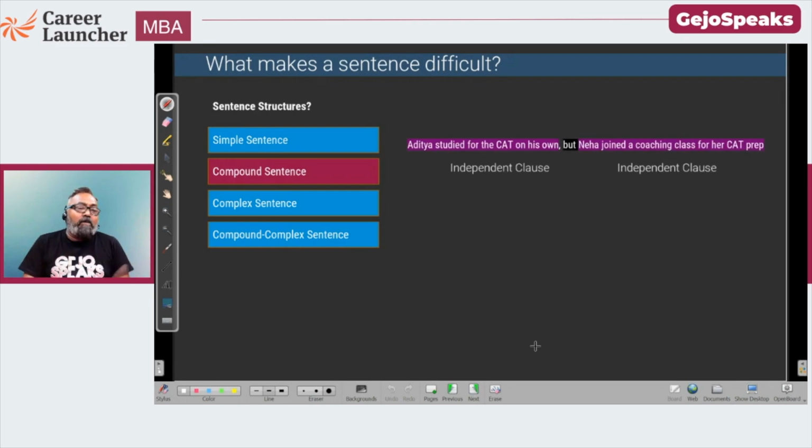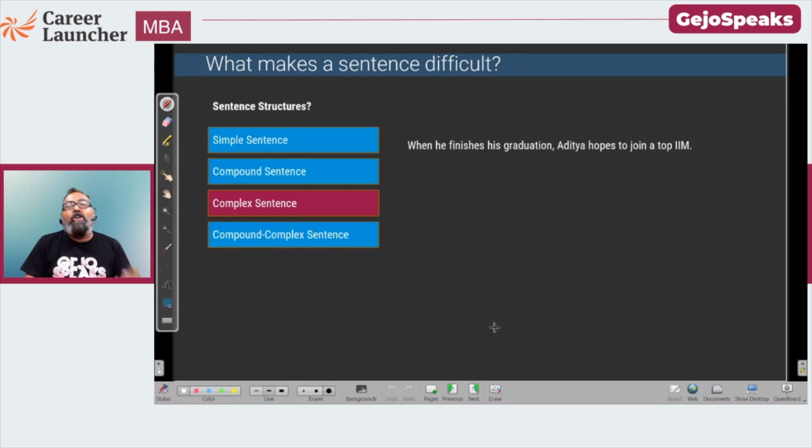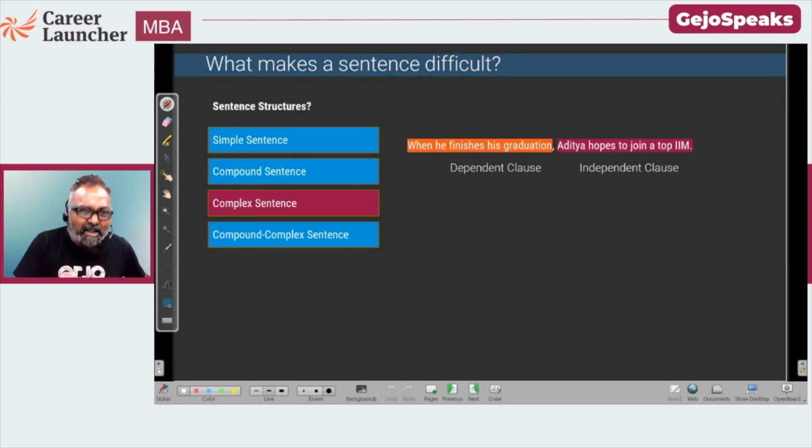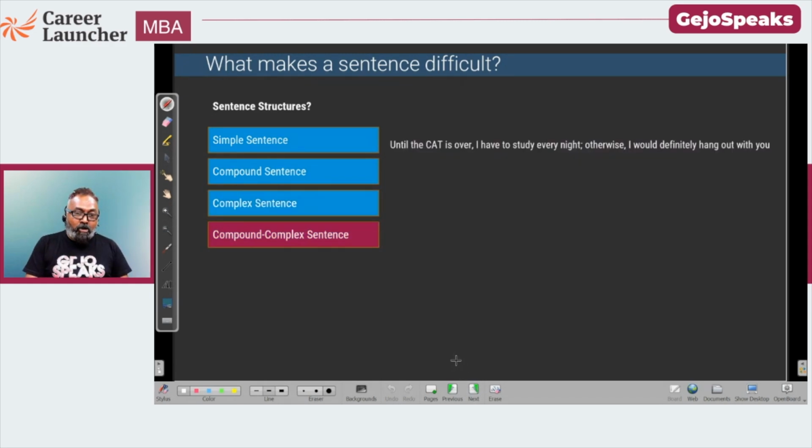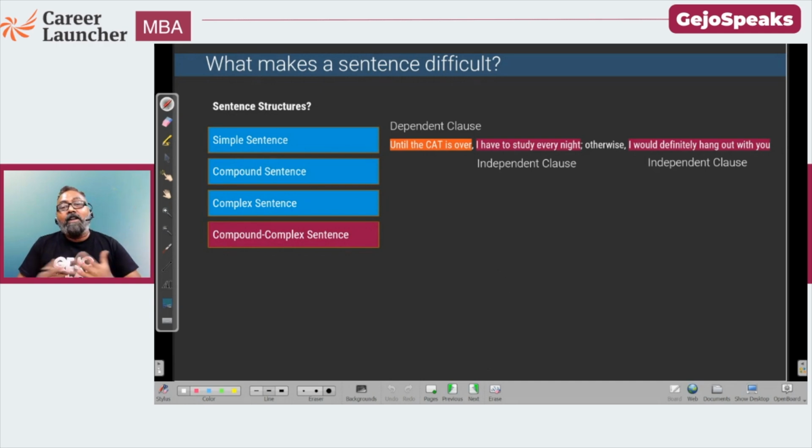That's a compound sentence. When it comes to a complex sentence, we have a dependent clause and then an independent clause. When he finishes his graduation, that cannot stand alone as a sentence. When he finishes graduation, so what do I do with that? Aditya hopes to join a top IIM. So that's a dependent clause and an independent clause. A compound-complex sentence has at least two independent clauses plus at least one dependent clause. For example, this sentence says, until the CAT is over, which is a dependent clause. I have studied every night, independent clause. Otherwise, I would definitely hang on with you, another independent clause.